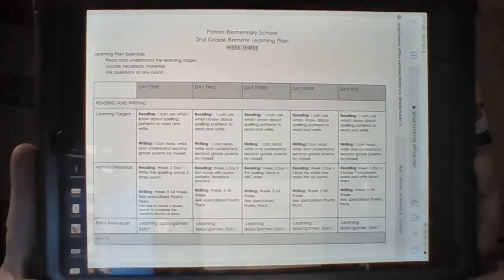All right, here we go. Let's get started on our learning targets. For reading and writing, like I have been saying yesterday and the day before, our learning targets will be the same all week. Our reading target is: I can use what I know about spelling patterns to read and write. And our writing target is: I can read, write, and understand second grade poems by myself.